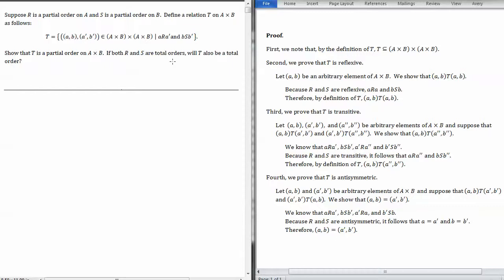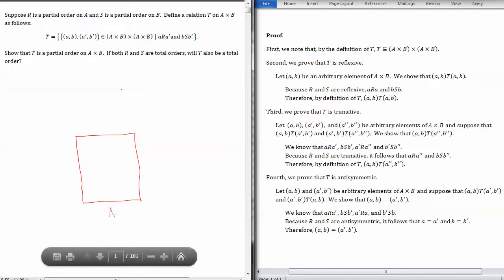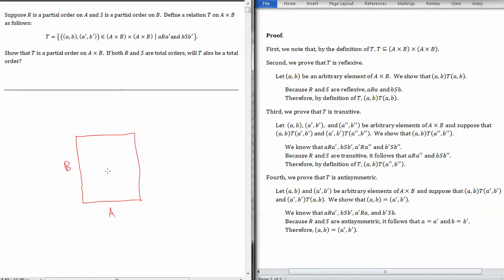Okay, well, let's just try and get a better sense for what this T is, what it means. And for that, let me just draw an A times B down here somewhere. So that'll be represented by some rectangle where this horizontal axis here is the A and the vertical one is the B. And okay, each point in here is an ordered pair in A times B. Now, they're going to be related if, for example, we have a point A, B.